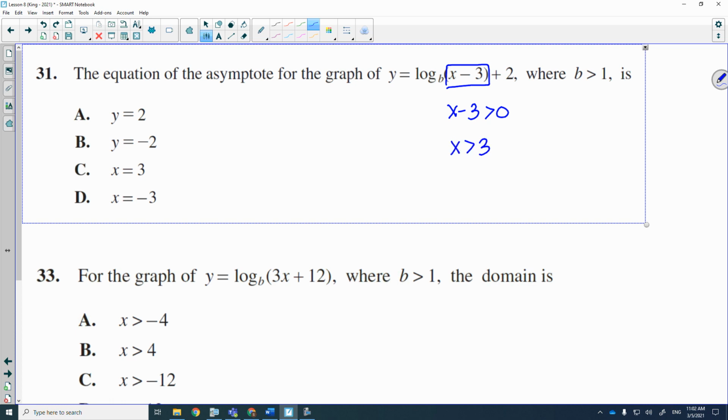and we now have the domain of this graph. So in like 2 seconds, we got the domain. In 2 more seconds, you're going to get the VA. So Viola, what's the equation of the VA? X is equal to 3. You just take your domain, substitute out the inequality for an equals because it's got to be an equation, and your answer would be C. Yes.